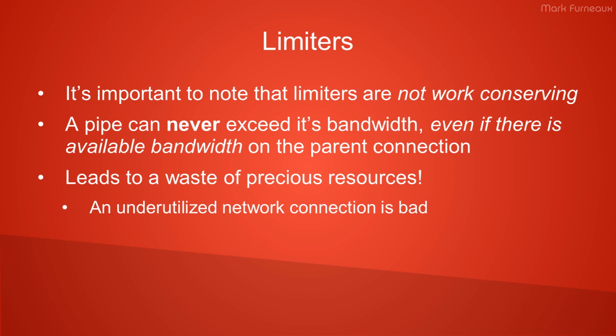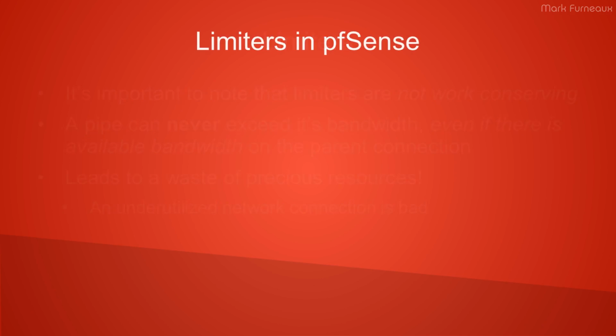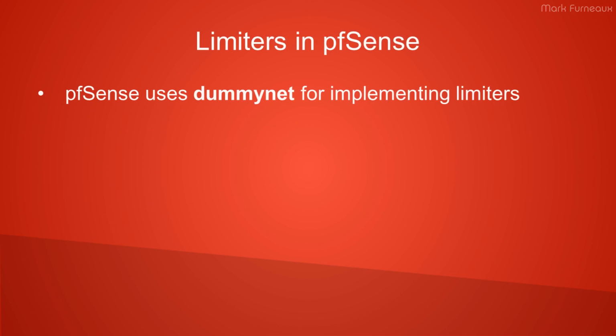And so limiters don't work terribly well in this case, because if you decide to limit some particular type of traffic, you may end up underutilizing your network. So for general quality of service and those types of things, limiters are not what you're looking for. In pfSense, limiters are implemented using DummyNet. So if you want more information about limiters, I recommend you look for that in relation to FreeBSD.